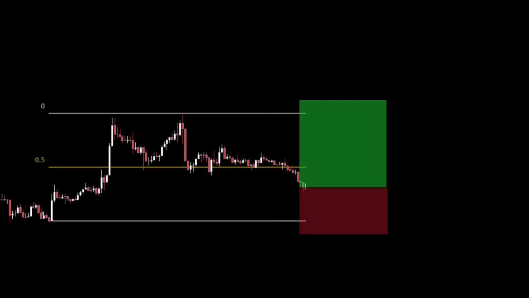The stop loss can go below the liquidity grab low or below the recent swing low. The target can be the previous high, the next liquidity area, or the next higher time frame objective.